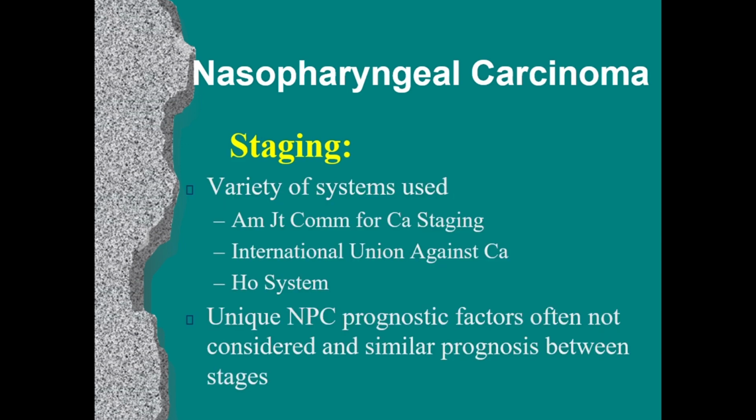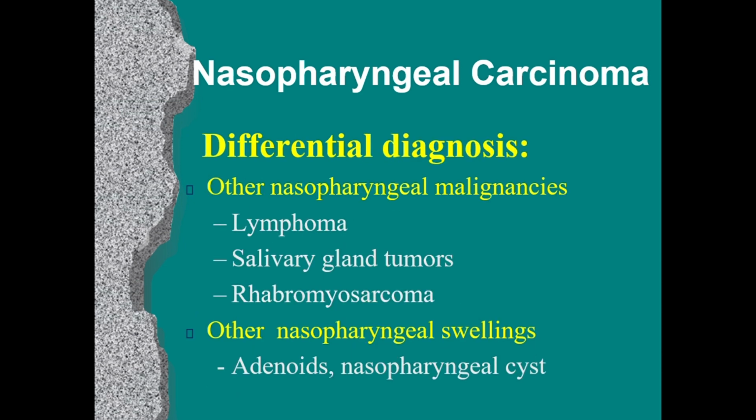Staging of nasopharyngeal carcinoma. ده طبعا مش عليكم في سنة رابعة، الخطوة دي نعديها. Differential diagnosis of nasopharyngeal carcinoma. 2 points. I have to differentiate nasopharyngeal carcinoma from other nasopharyngeal malignancies, as we said before, lymphoma, salivary gland tumors, or rhabdomyosarcoma. Especially في الأطفال, rhabdomyosarcoma occurs more commonly in children.